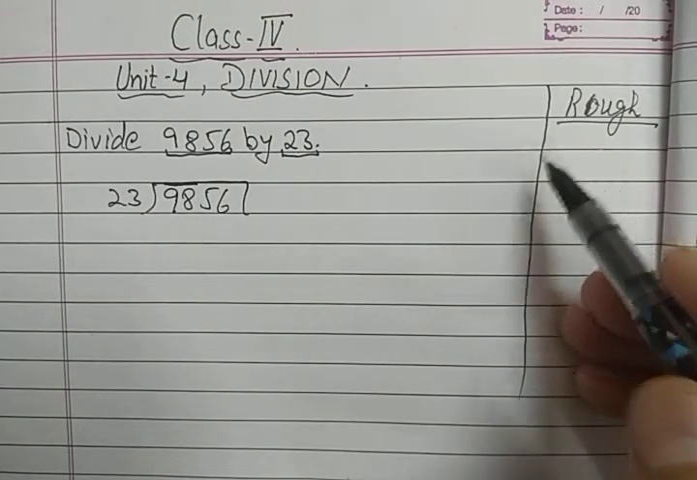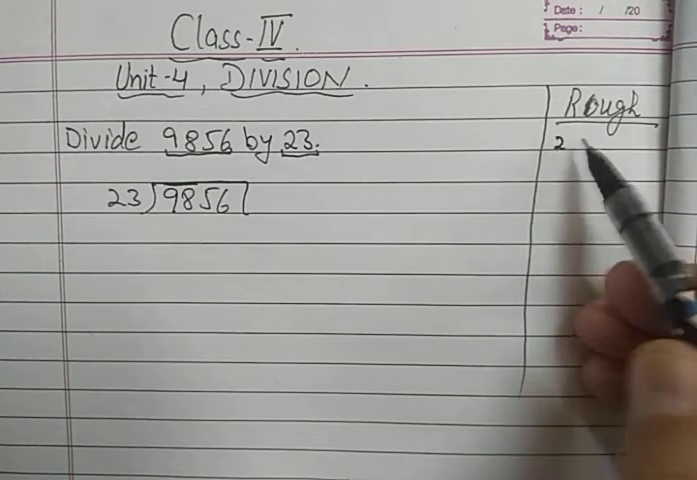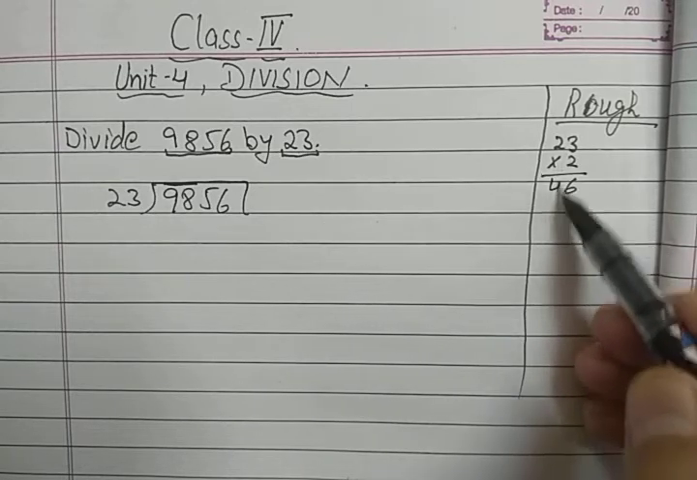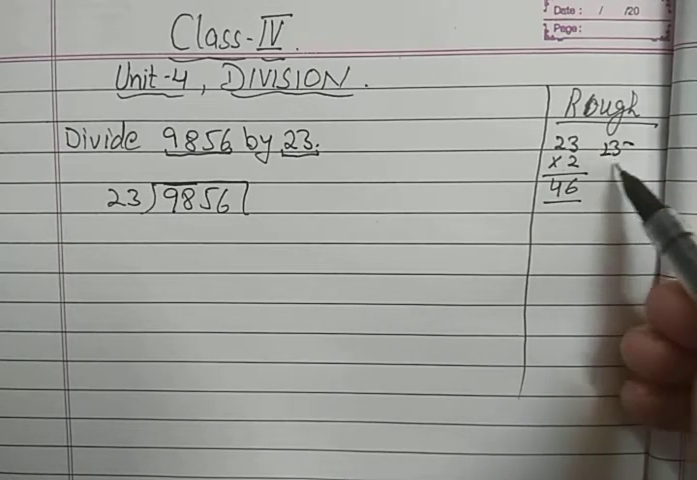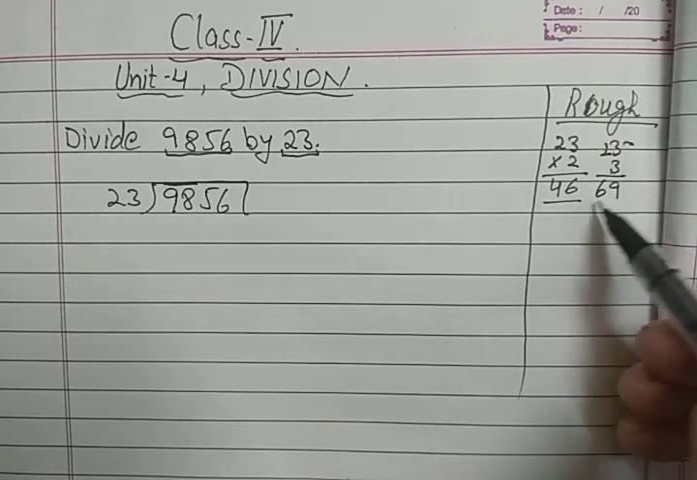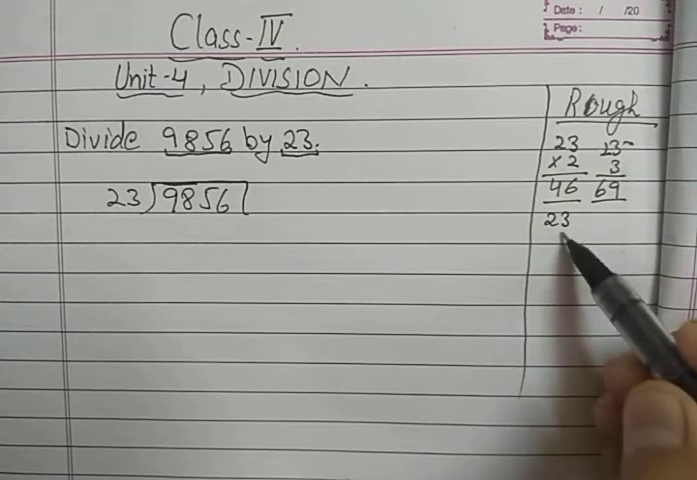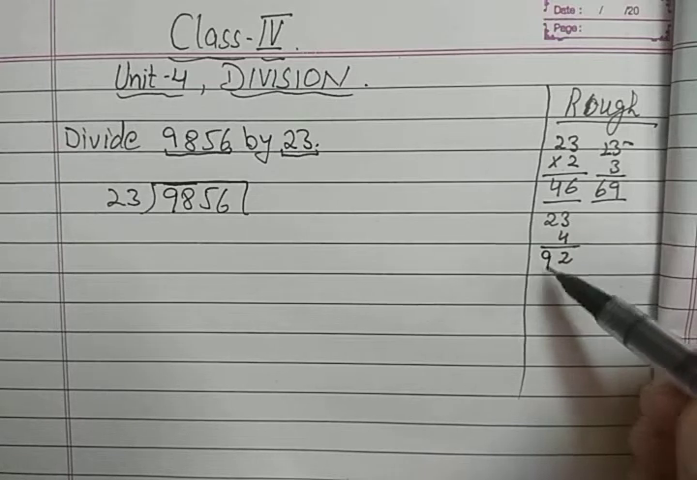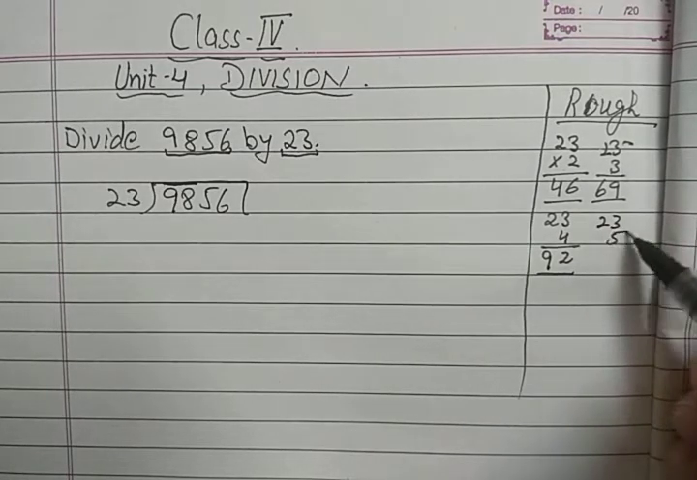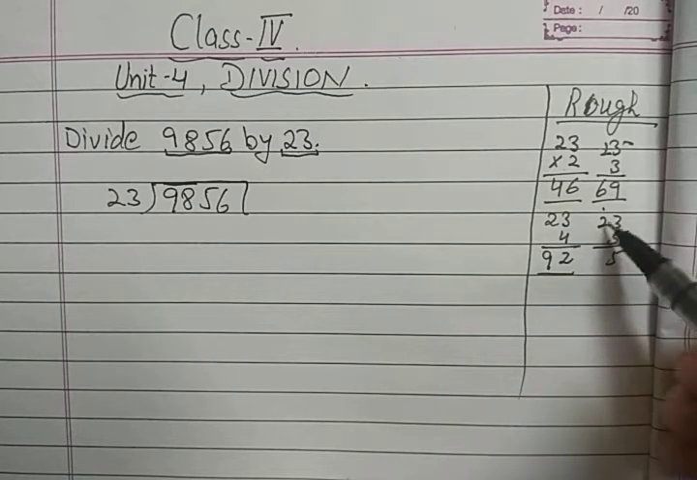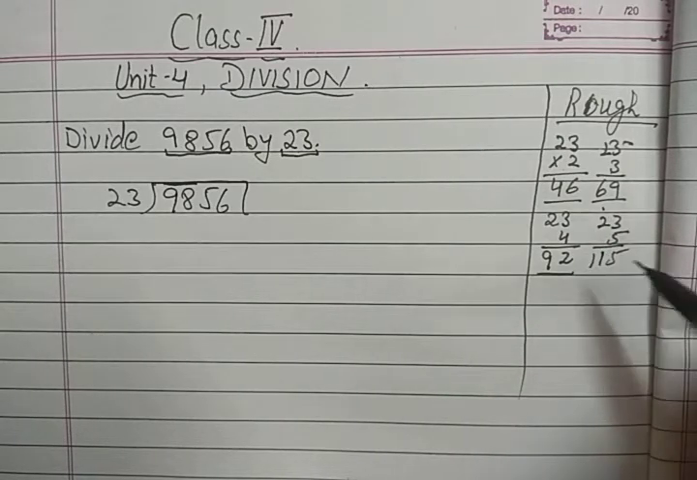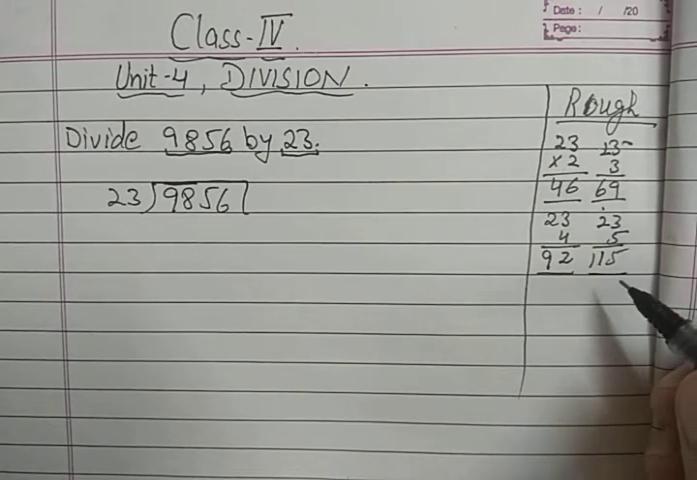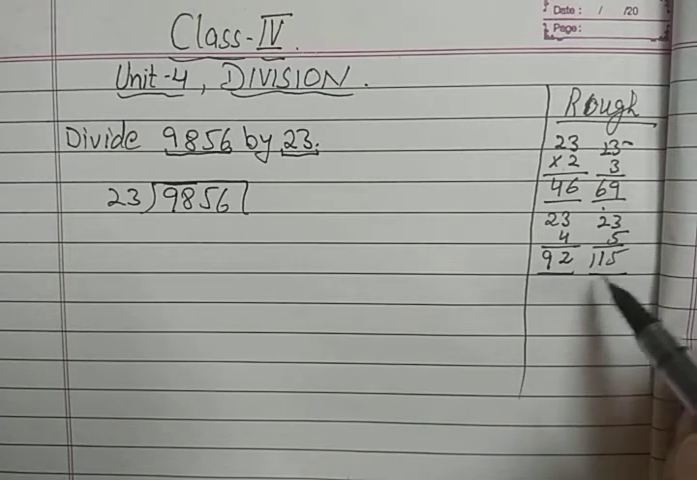Now if you want to make a proper table, then 23 1s are 23, you all know. 23 2s are: 2 3s are 6, 2 2s are 4, so 46. 23 3s are: 3 3s are 9, 3 2s are 6, so 69. Then 23 4s are: 4 3s are 12, and 4 2s are 8 plus 1 is 9, so 92. And 23 5s are: 5 3s are 15, and 5 2s are 10 plus 1 is 11, so here it is 115.